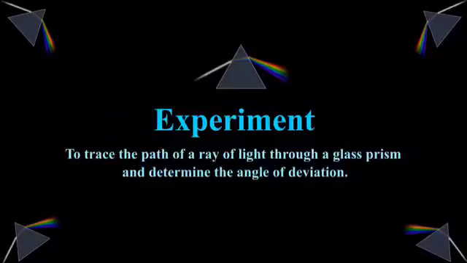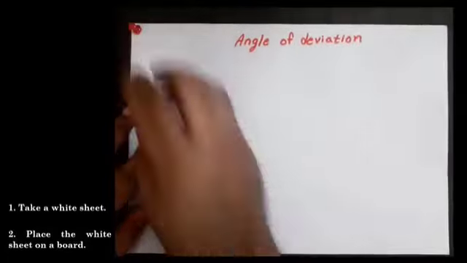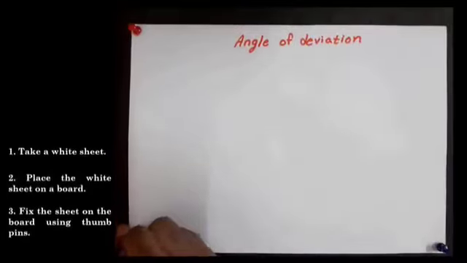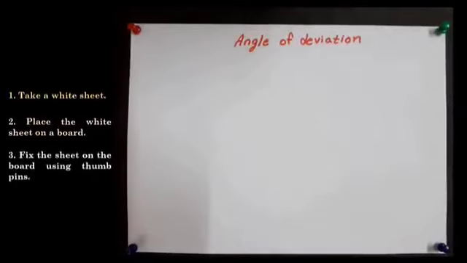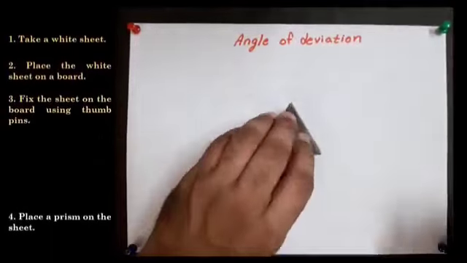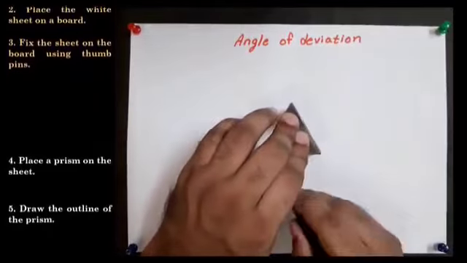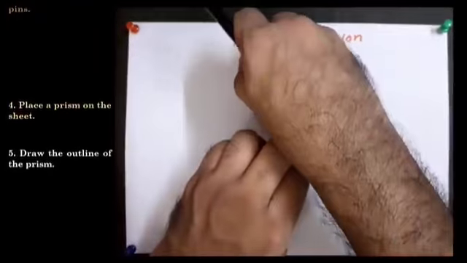We will do an experiment to trace the path of a ray of light through a glass prism and to determine the angle of deviation. Take a white sheet, place the white sheet on a board, fix the sheet on the board using thumb pins, place a prism on the sheet, draw the outline of the prism.